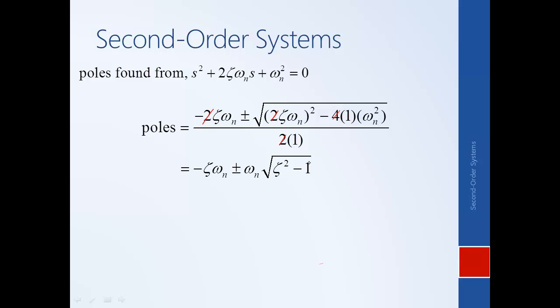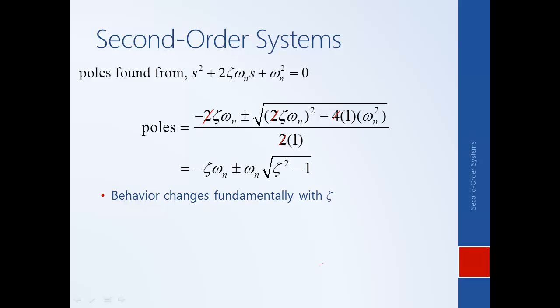Looking at this, the character of the response of a second order system will change fundamentally with the value of zeta. With a first order system, we always had one pole and it was always real. With a second order system, we can have complex poles, we can have purely real poles, we can have purely imaginary poles. And so the fundamental behavior of the system changes with zeta based on the type of poles that we end up with.